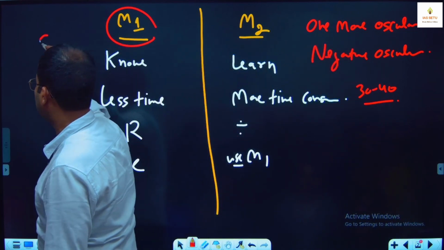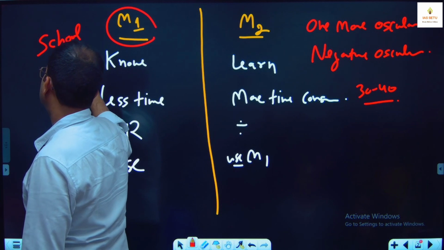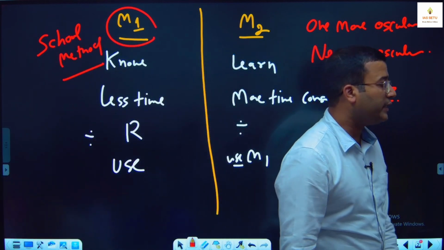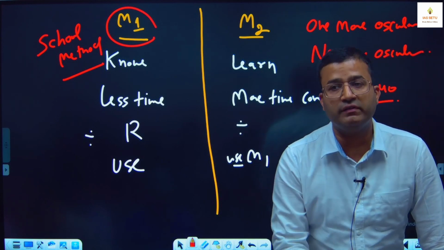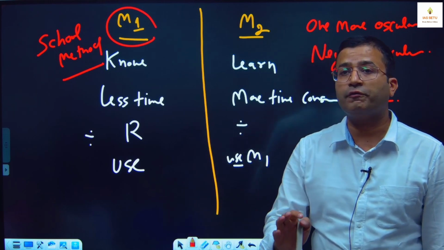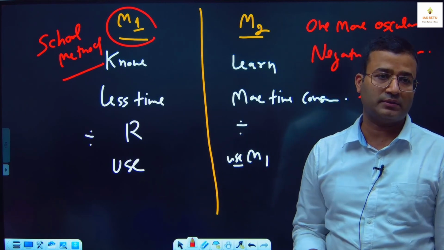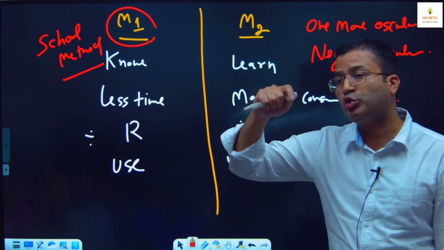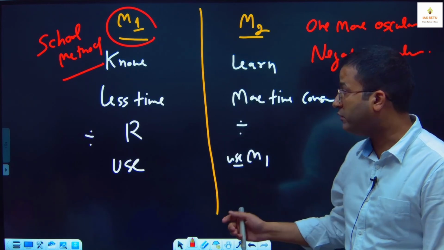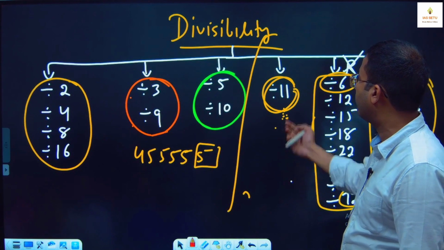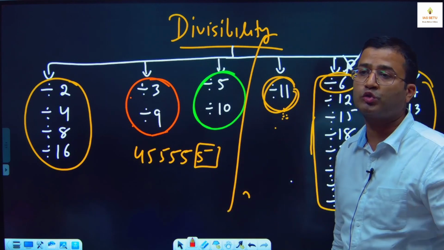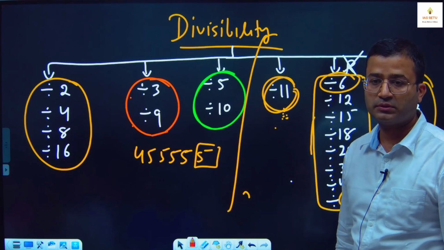And what is method 1? School method. See here, sometimes our school methods are really wonderful. Why? Not because that method is perfect, but because we have got perfection in that method. मेथड परफेक्ट नहीं था बट हमने उतनी बार उसको प्रैक्टिस कर लिया, we got the perfection in that method. Even for this divisibility of 11, if you are not able to recall the method I have taught you, I tell you use school method, you will be fast.